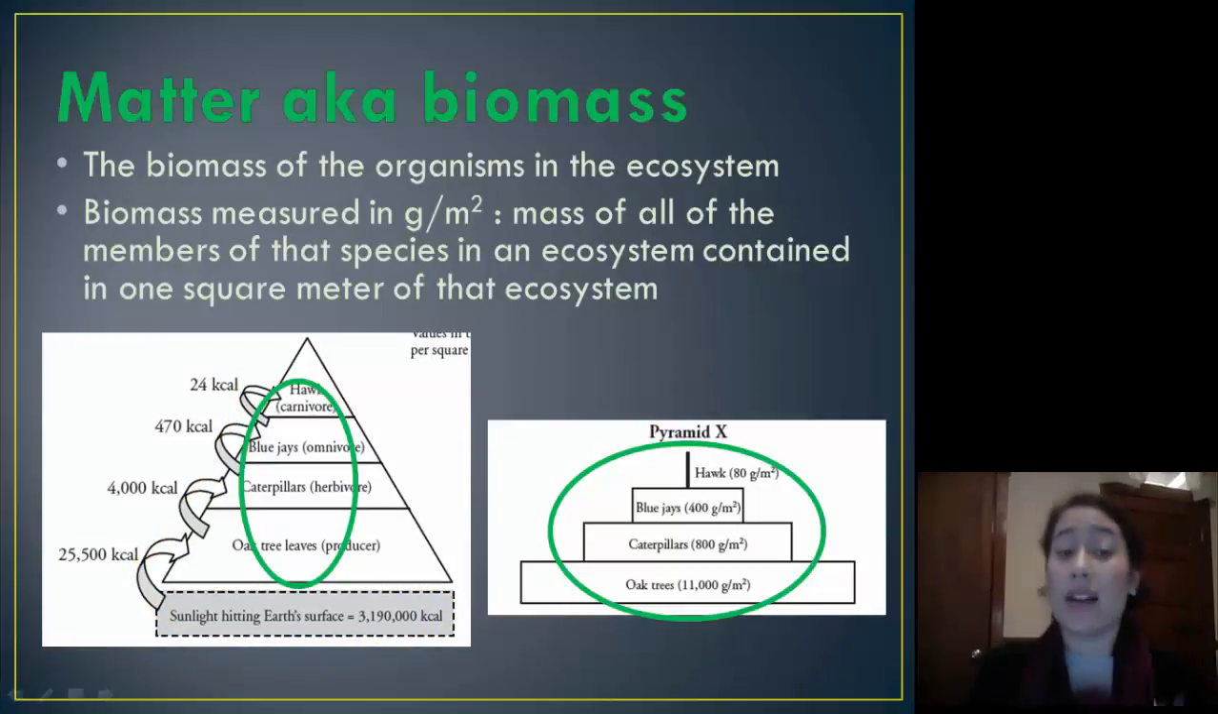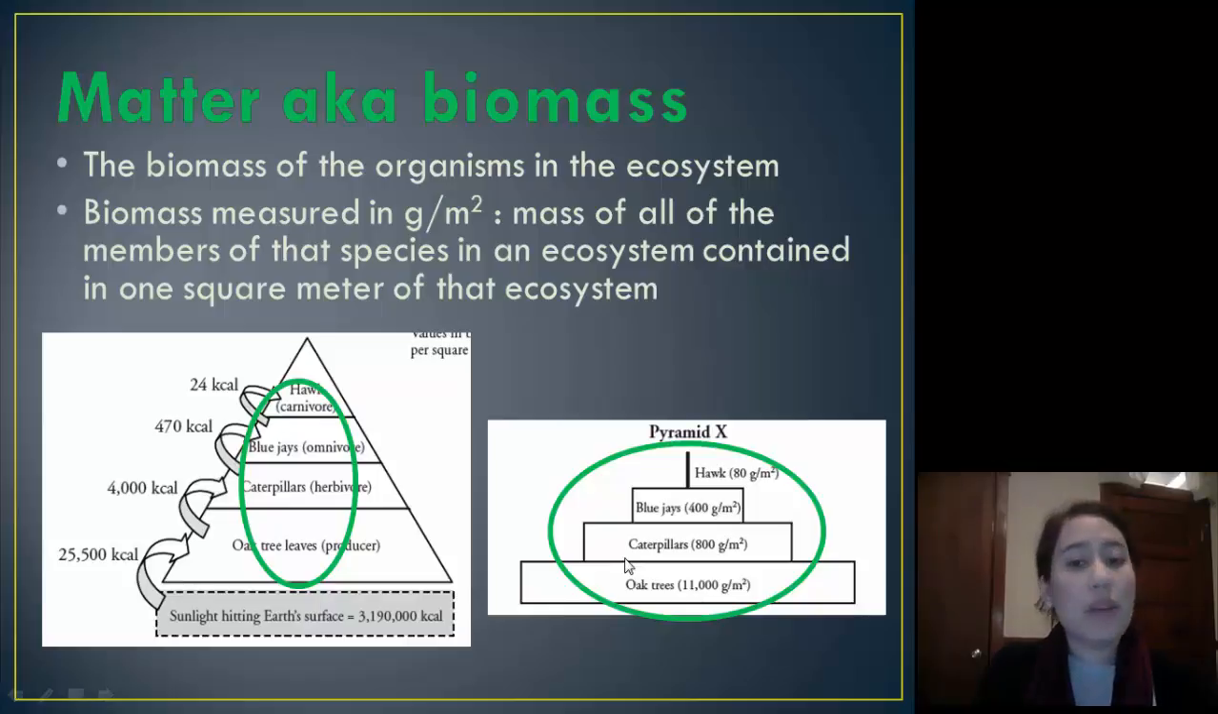All right, now I said I was going to talk about energy and also matter. Matter is also known as biomass in an ecosystem. Matter is anything that takes up space and volume, and in this case, the matter that's really important to us is the space, volume and mass of the plants and animals in the ecosystem. So the biomass that we're going to measure is measured in grams per meter squared. So we've got our organisms, and over here we've got these numbers in grams per meter squared.